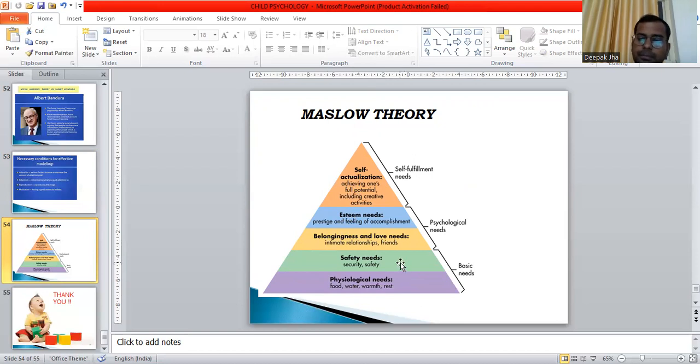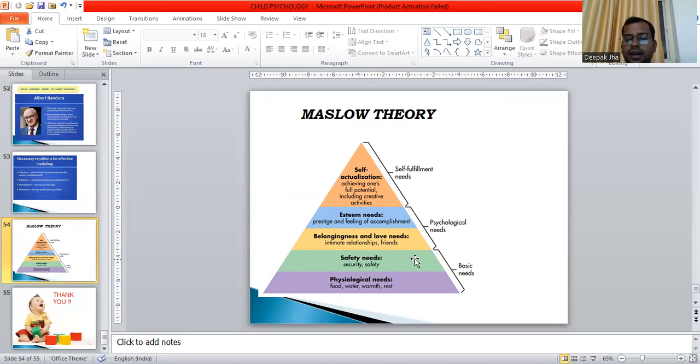So the base of the pyramid is made up of basic needs. What are the basic needs? These are your physiological needs of food, shelter, clothing. Only when a person has met these needs can he move on to the higher levels of understanding or behavior development. Another basic need is safety needs, safety, security.